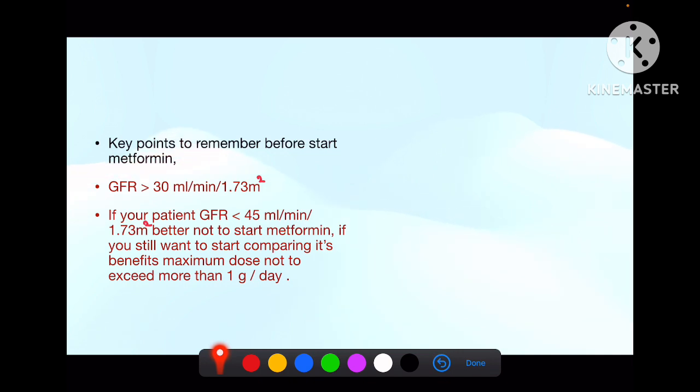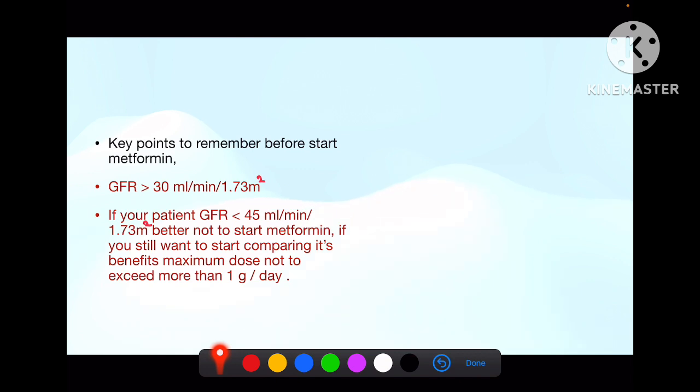we are telling, don't start metformin for that particular patient, because GFR is more than 30 but less than 45. Then by giving metformin, if you do not follow the patient properly, that can worsen his renal condition. But if you still want to start metformin, if GFR is less than 45 but more than 30, yes, you can start. Maximum dose is 1 gram per day.